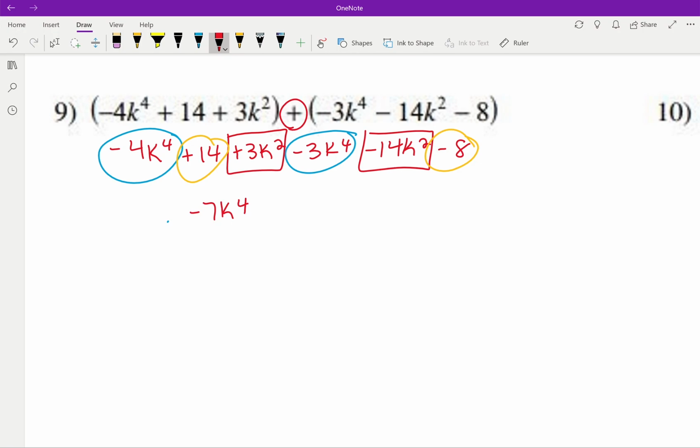Then let's go to the k squareds. 3 plus negative 14 is negative 11k squared. And then we have 14 minus 8, and that's going to be a plus 6. So that's our answer. So very similar to combine like terms.